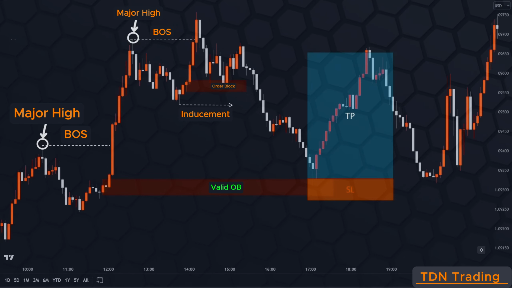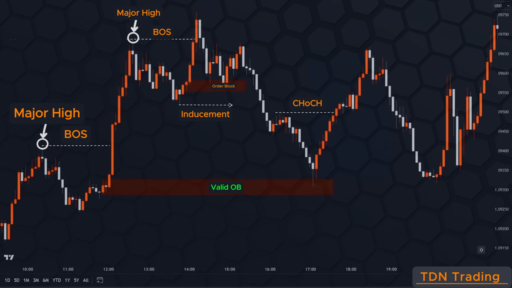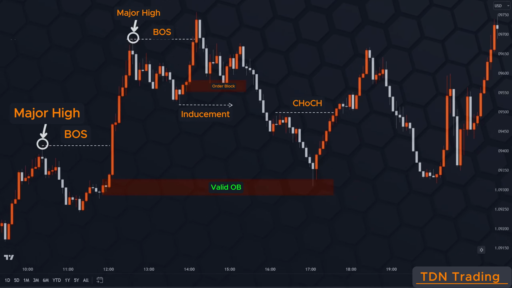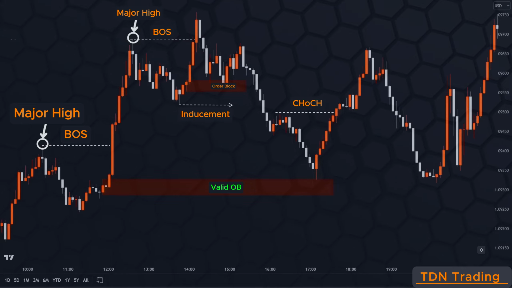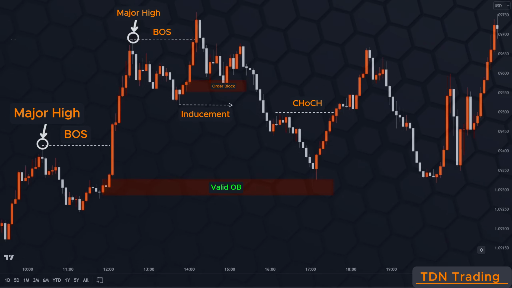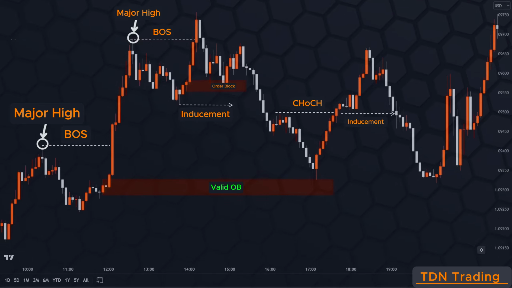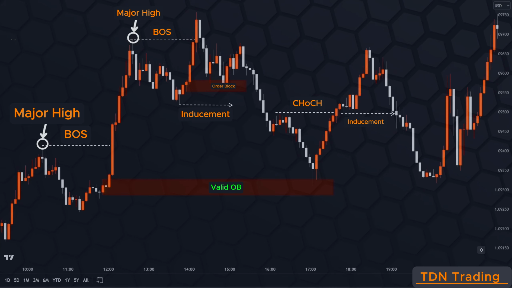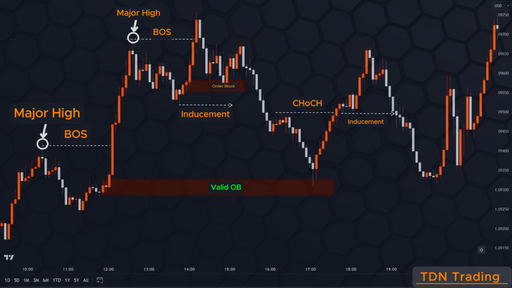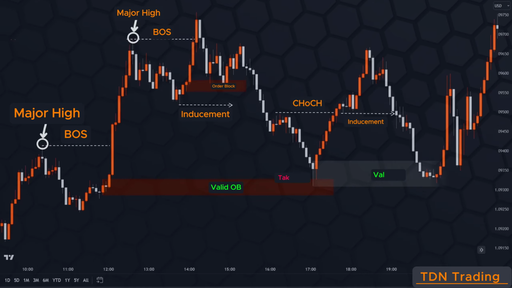Continuing, we see that the price has formed a change of character pattern by breaking and closing this structure. After the emergence of the change of character, it is crucial to wait for the price to take out the inducement before considering long or short trades and entering the market. In this case, this candle's low represents the most recent internal level that the price has formed in its upward path. So, once the market has taken out the inducement, the next step is to wait for the price to mitigate our identified valid order block.